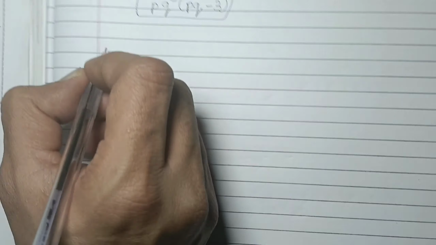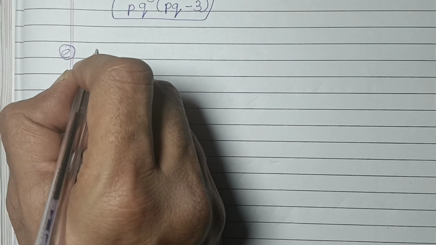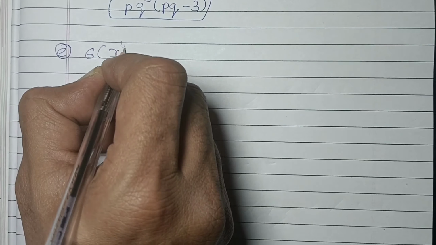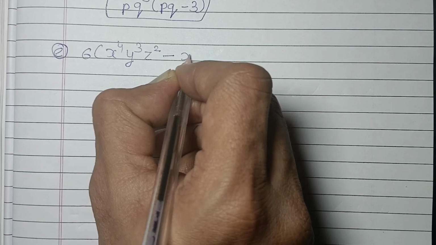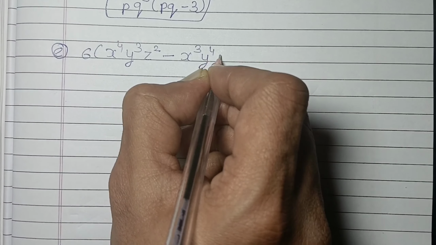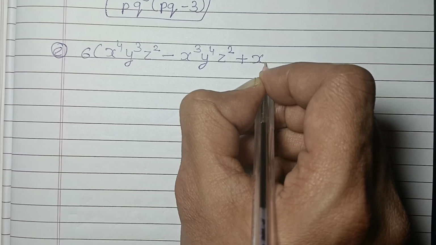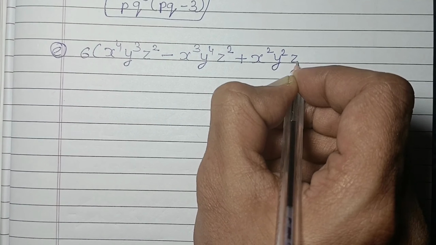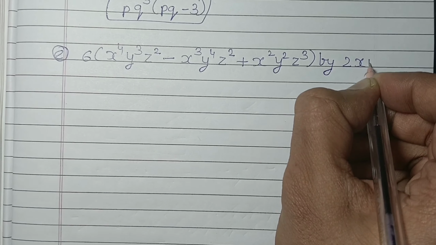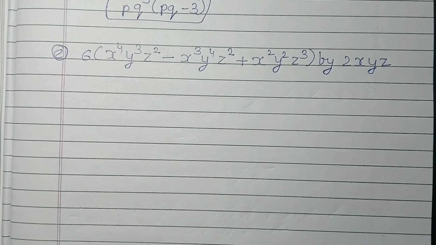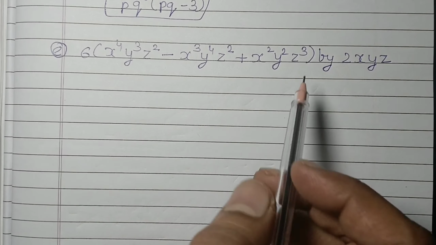Now we'll solve the E question, that is 6x to the power 4 y cube z square minus x cube y to the power 4 z square plus x square y square z cube, and we have to divide these by 2xyz. So we have to see what we can take out.